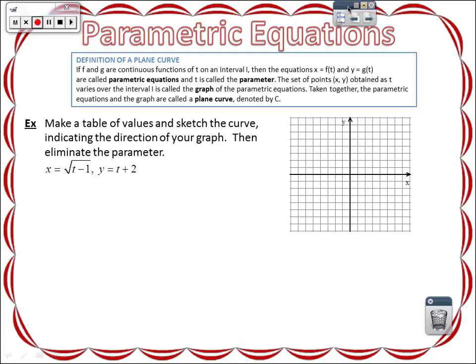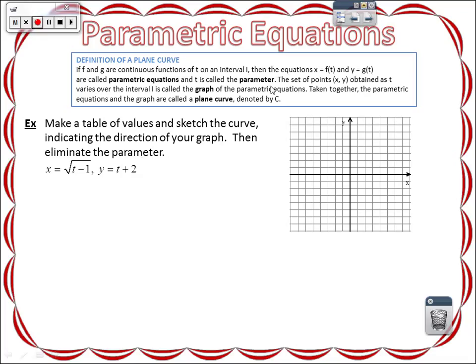Okay, so our first lesson in this unit is on parametric equations, and the first thing that we're going to do is just take care of some definitions. Definition of a plane curve. So f and g are continuous functions of t on an interval. And you probably recall this type of equations from last year. Parametrics is where we have a set of equations, an x equals and a y equals equation. They're both with respect to t. Those are called parametric equations, and t is called the parameter, which should be a review for us.